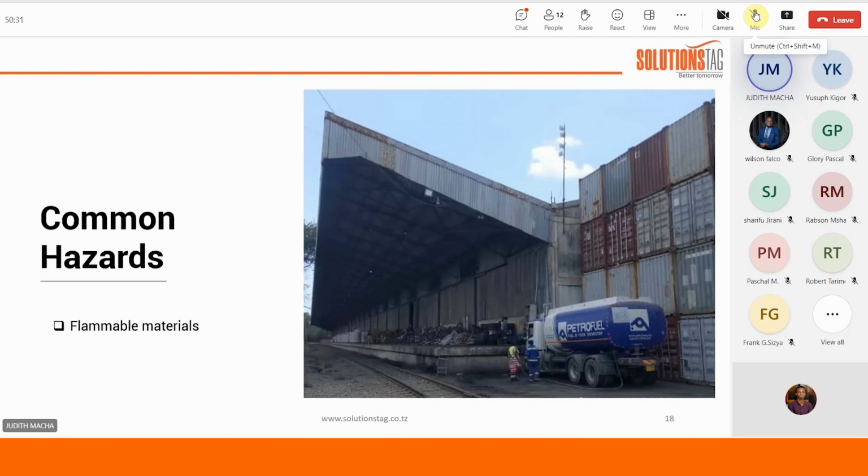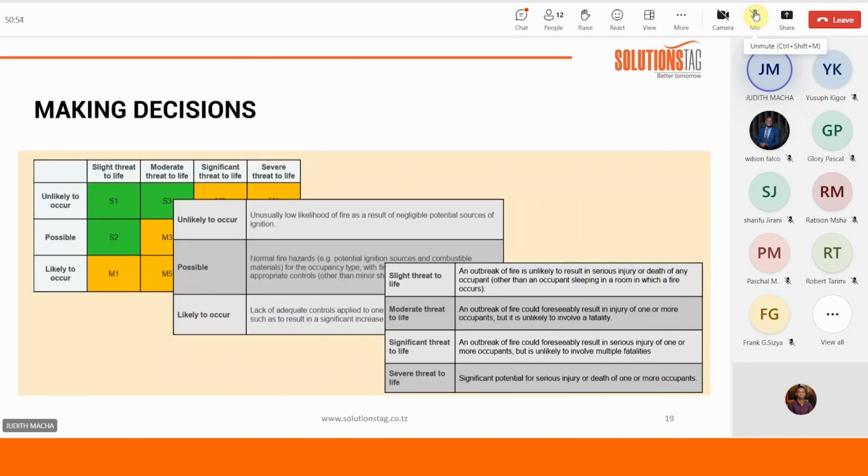So you need to analyze all of them. If you are working in this kind of area, or if you are working in your office, you have to analyze whatever can be a source of ignition, a source of fuel, or a source of oxygen, and make sure that they don't meet. Make sure that you maintain them in a position where they cannot cause a fire in our areas.